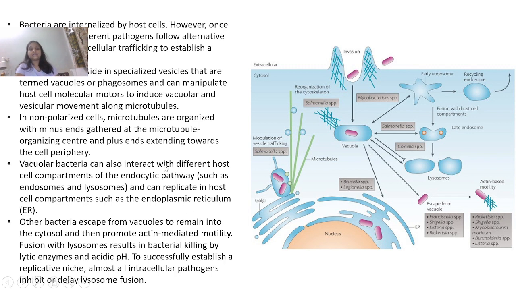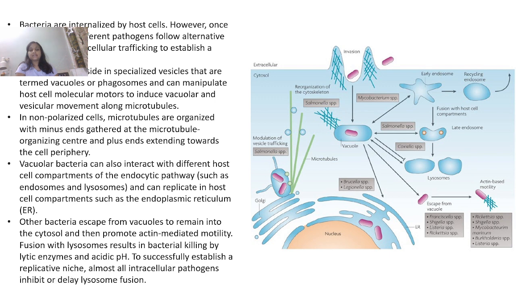So there are other bacteria, like vacuolar bacteria. They can also interact with different host cell compartments of the endocytic pathway, such as endosomes and lysosomes, and can replicate in host cell compartments such as the ER. So here you can see ER is there, Golgi is there. So they can enter into that easily. Here you can see the bacteria can enter easily into the ER and they can replicate inside these different kinds of membranes, like these different kinds of organelles, according to their own wish. This, for example, includes Brucella and Legionella.